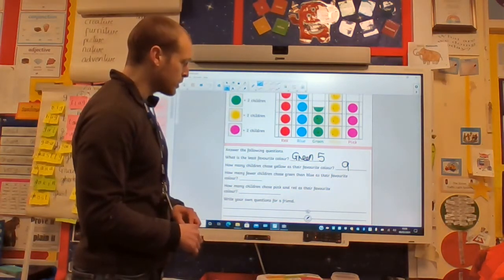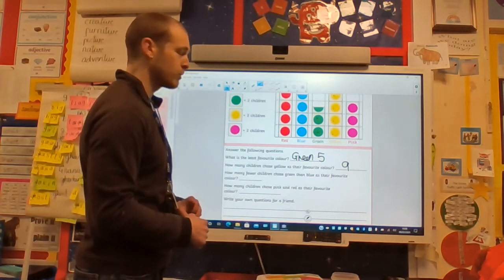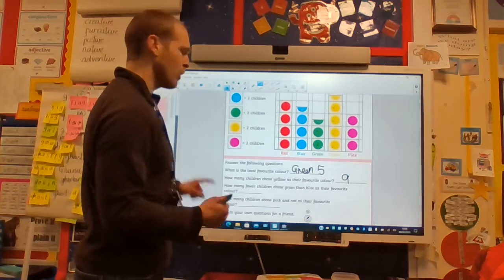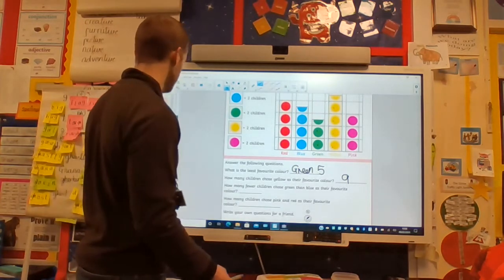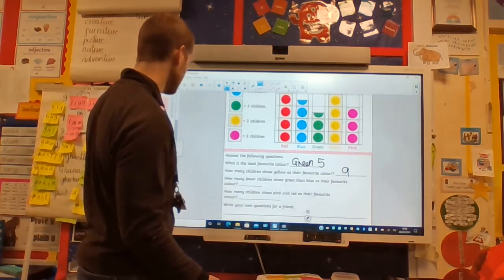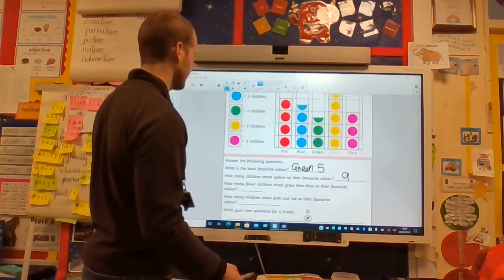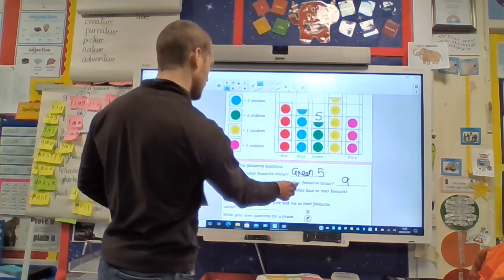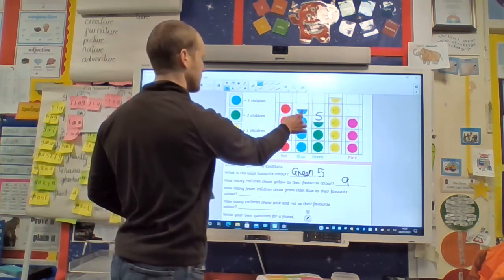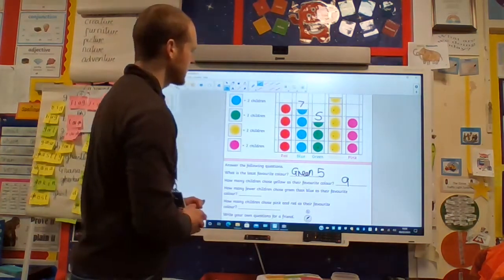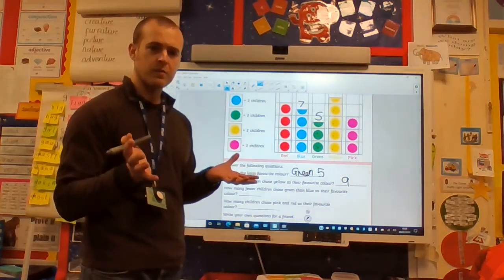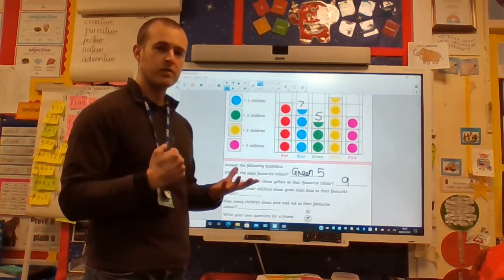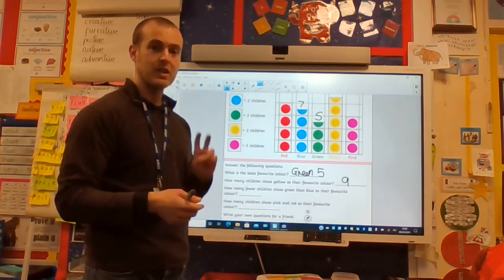How many fewer children chose green than blue as their favourite colour? Let's see. How many fewer? Fewer means less. So let's see. Children. How many children chose green? We have 5 children chose green. And how many chose blue? 2, 4, 6, and 1 is 7. Let's see. To find the difference between the 2, we need to subtract them. So 7 take away 5, or 5 count up to 7, is 2.